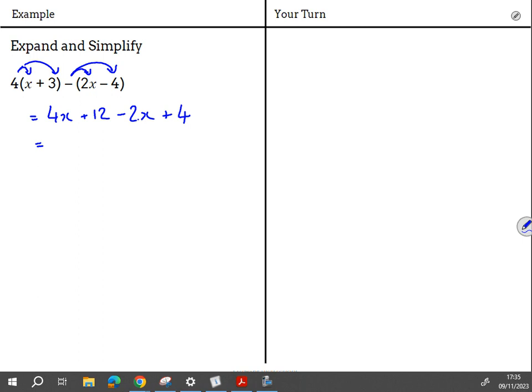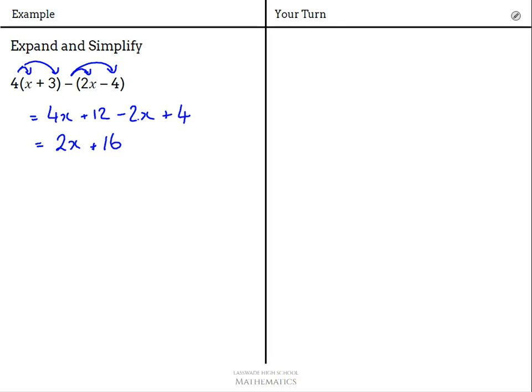Again, still collecting like terms. 4x take away 2x is 2x. Plus 12 plus 4 is plus 16. So again, just like with the previous one for you to try, I recommend pausing the video at this stage and trying this question for yourself, and then pressing play to check to see if you got it right.